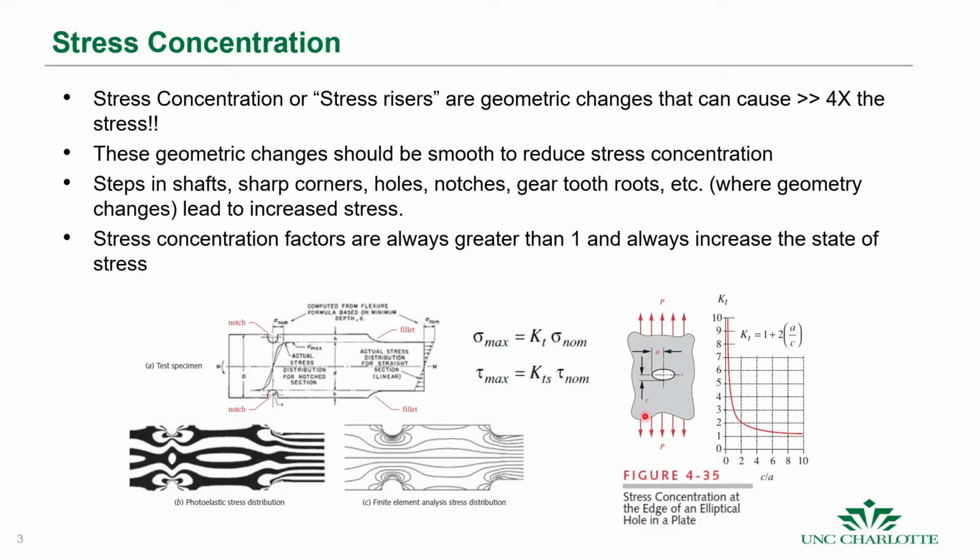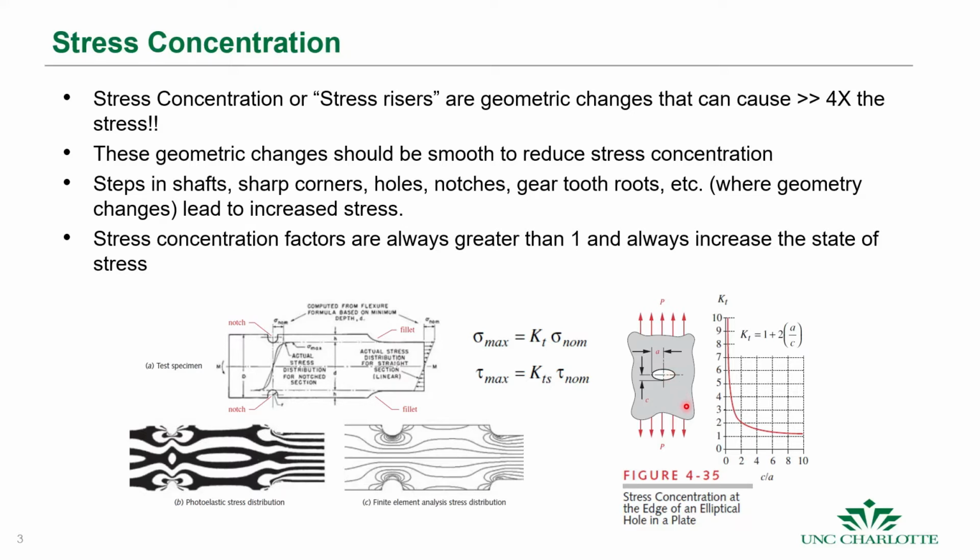This is an example here of a hole in an axially loaded member, and you can imagine many different machines that will have this type of feature. And the stress concentration in this case is related to these two parameters. A is half of the diameter, and then C is half of the diameter of the other axis if we have an elliptical shape. Okay.